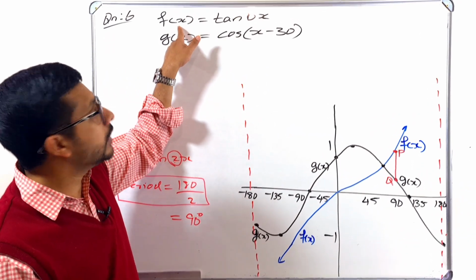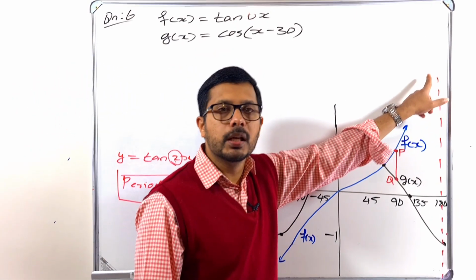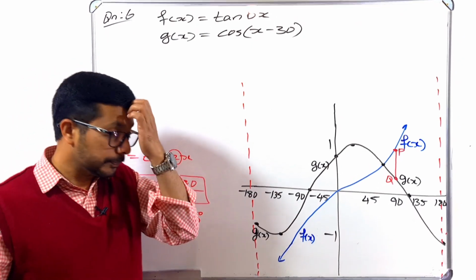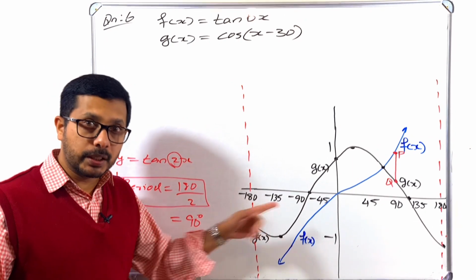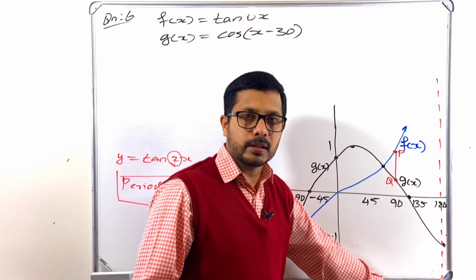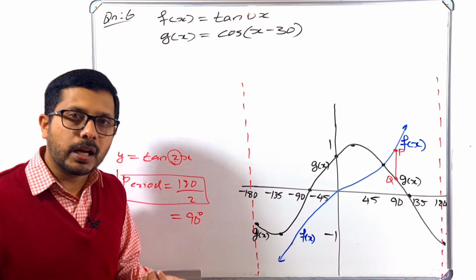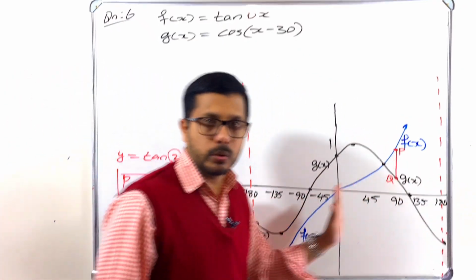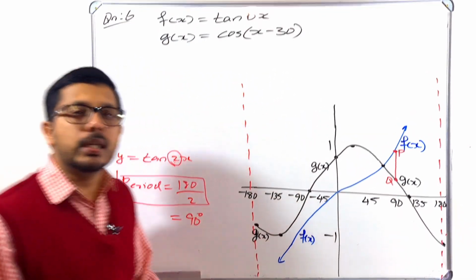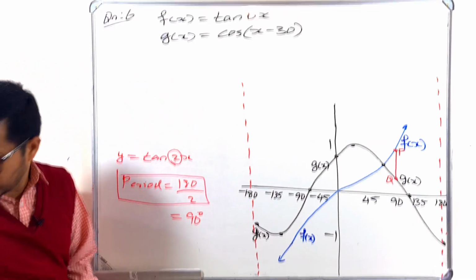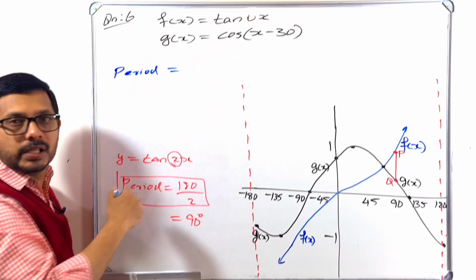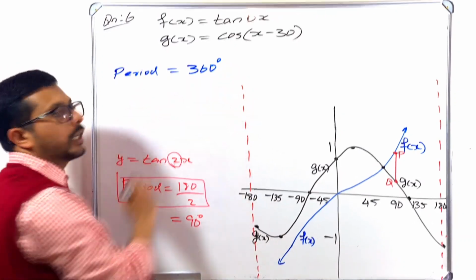That means for this f of x graph, this blue tan graph, the period is 360. Listen here. How can you find the period of a tan graph from the graph? You have to check where the asymptotes are. This is one asymptote, minus 180, and this is the other asymptote, positive 180. For a tan graph, the period is the distance between two asymptotes, minus 180 to 180. What is the total distance? 360. So the period of f of x, that is a tan graph, from the graph we know is 360.